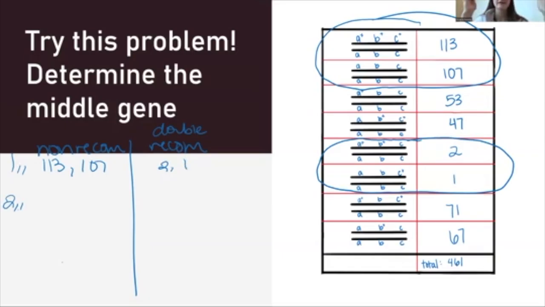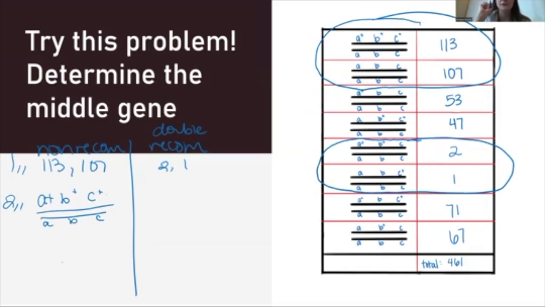Specifically, I'm going to put a non-recombinant and recombinant next to each other based on the number of pluses they have. So the ones with the most pluses are going to go next to each other. The ones with the least will go next to each other. So for my non-recombinants, I have two options: a plus b plus c plus with little a, little b, little c. And remember that little a, little b, little c came from dad.